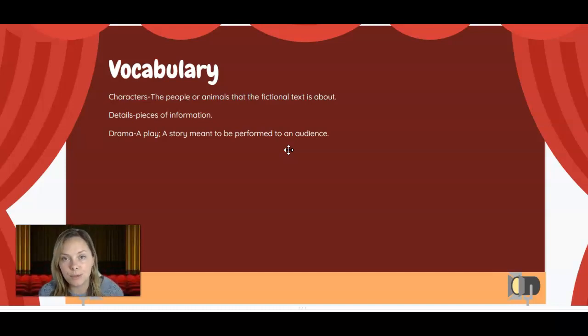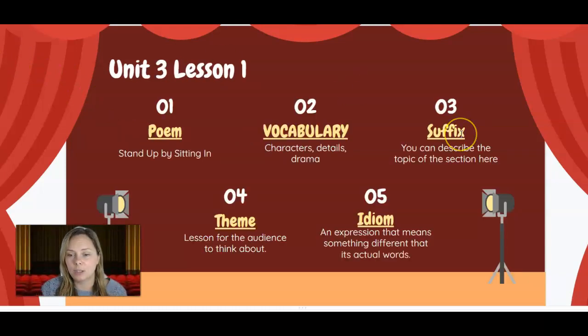The details are the main pieces of information in a text that you're reading. So as you're reading through, anything that you're picking up or any big pieces of information, those are the details in the text. And then the last one is a drama. A drama is a play. So you might hear it called a play, you may hear it called a drama. It's a story that's meant to be performed in front of an audience. There's different types of plays, there's different types of dramas, but the key thing is it's performed in front of an audience. All right, so let's go back. That's the vocabulary.